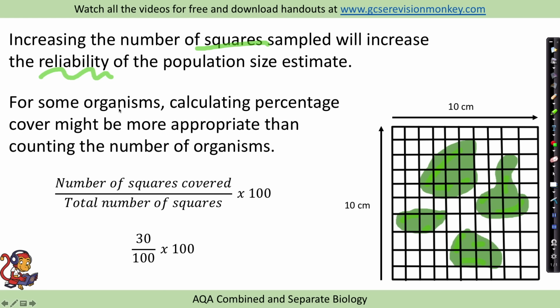Now, for some organisms, calculating percentage cover might be more appropriate than counting the number of organisms. For example, you may well have seen something like lichen growing on trees or walls. If you wanted to sample lichen, you might use a really small quadrat, so just perhaps a 10 by 10 centimetre grid. In the previous example with daisies, we would look at one random square which we'd selected by our random number generator, and we calculate the number of organisms inside.